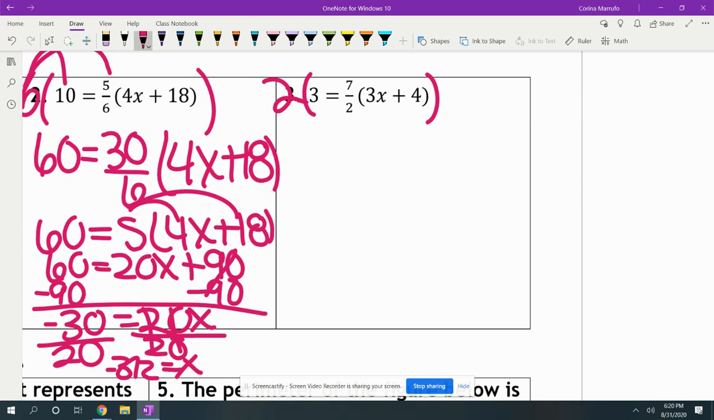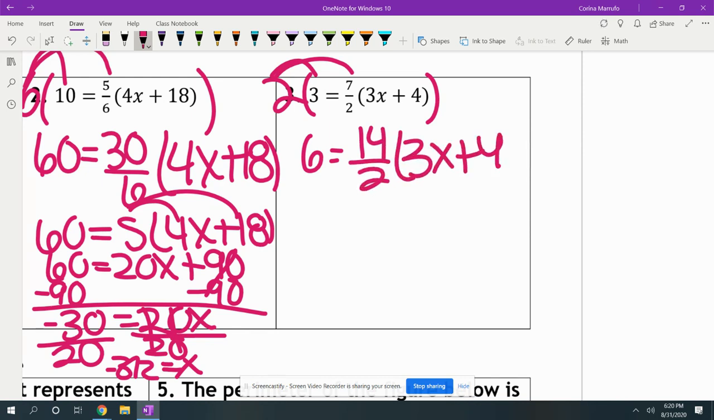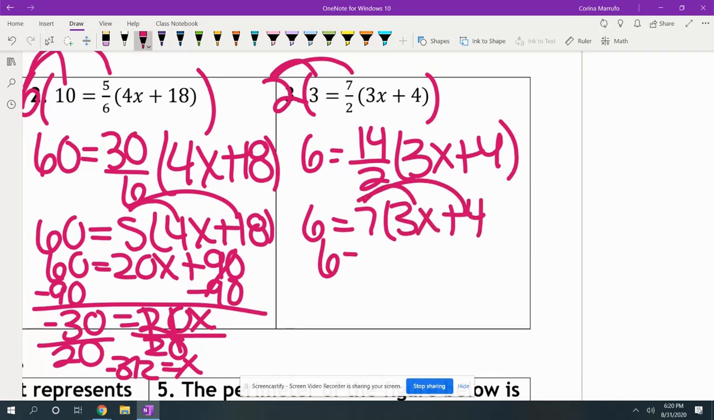So 2 times 3 gives us 6. 2 times 7 gives us 14. And again, we do not need to distribute it to the part inside the parentheses because we'll distribute in a bit. So 14 divided by 2 gives us 7 times 3x plus 4. And now we can distribute the 7. So 6 equals 21x plus 28.